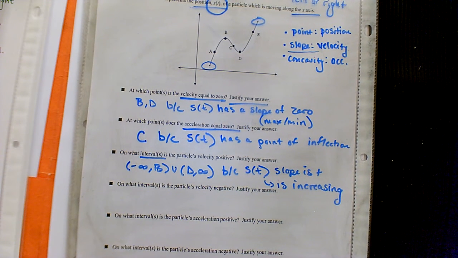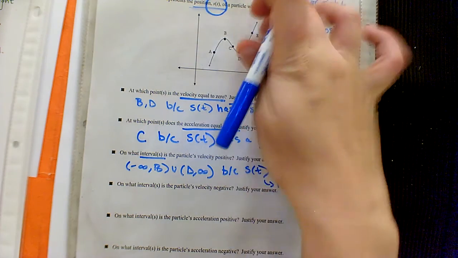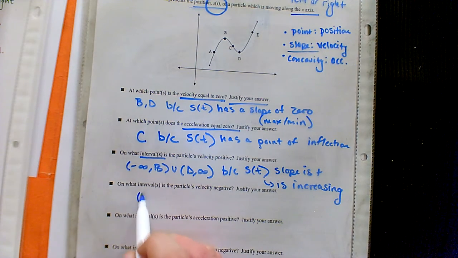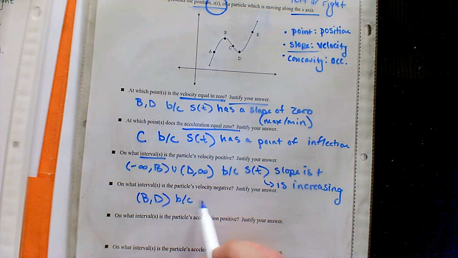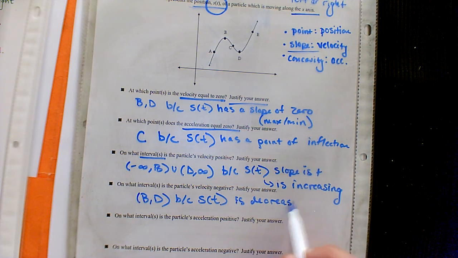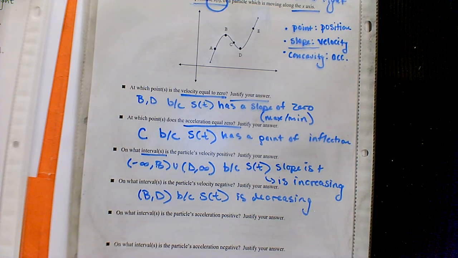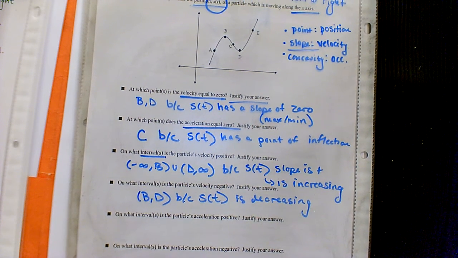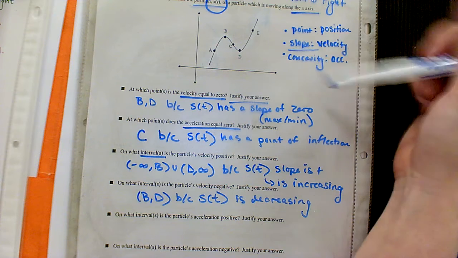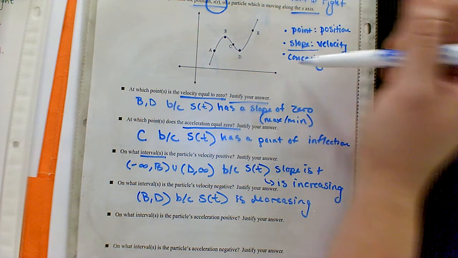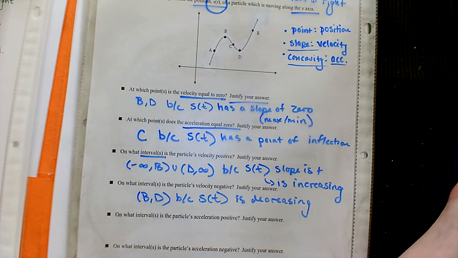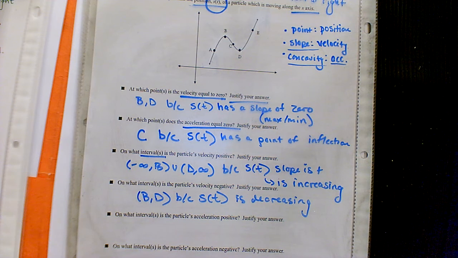All right, on which intervals is the particle's velocity negative? Good, Christian? B to D. Because? Because the graph is decreasing. S of t is decreasing. Or you could say slope is negative. That's fine too. On which intervals is the particle's acceleration positive? Okay, our little jotted note over here, acceleration is related to the concavity of this graph. Where's acceleration positive?